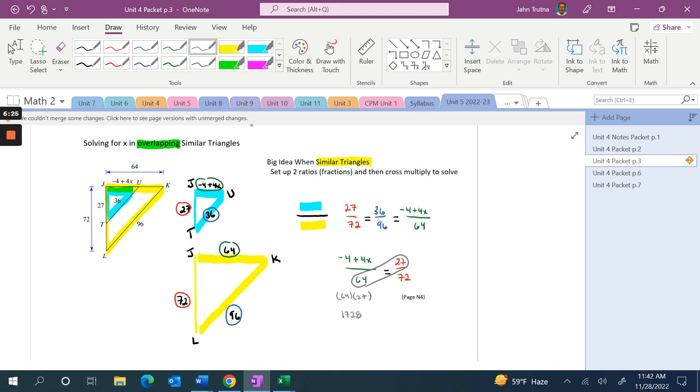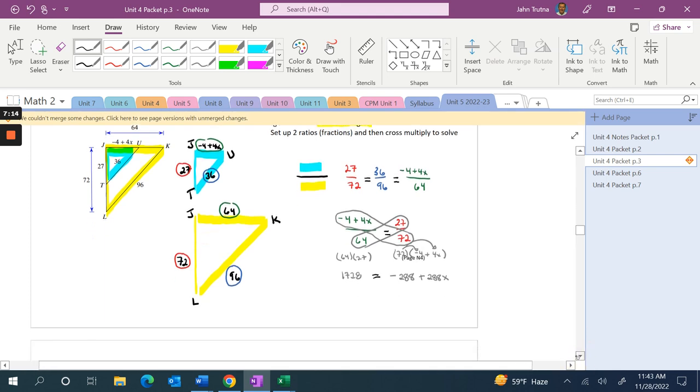In other words, I'm going to multiply the 72 with the quantity negative 4 plus 4x. Okay, so I'm going to cross multiply this way. Now, I have to distribute the 72. So I have to multiply the 72 with the negative 4. That's going to be negative 288. And then I also have to multiply the 72 with the plus 4x. And that's going to give me plus 288x.